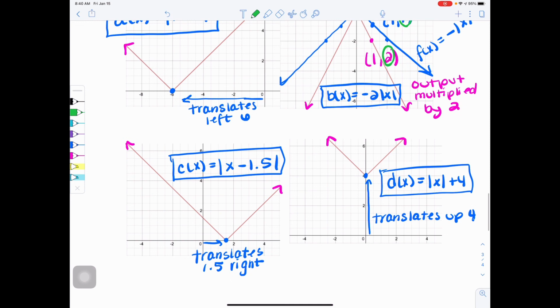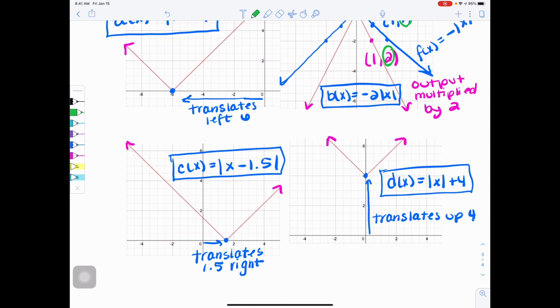For the bottom 2, I again use the point 0, 0, that critical point from the parent function. So in the bottom left, I could tell that it translated 1.5 units right, which means it's c of x equals the absolute value of x minus 1.5. It's on the inside because it translated right, and notice against your gut feeling, it's not adding, it's subtracting. And then on the last picture on the bottom right, that critical point went up 4 points. So I can see that I translated up 4, which means I'm going to add 4 on the outside to get d of x equals the absolute value of x plus 4.